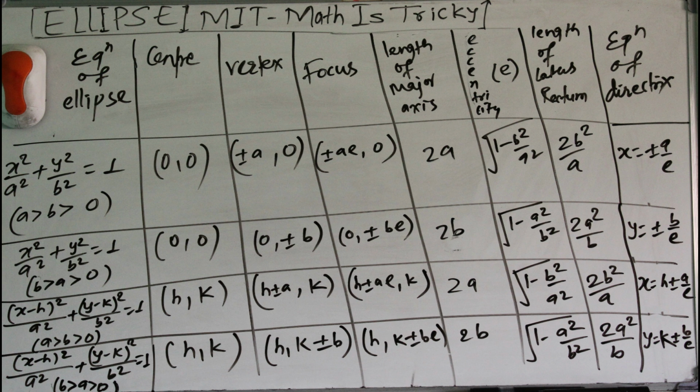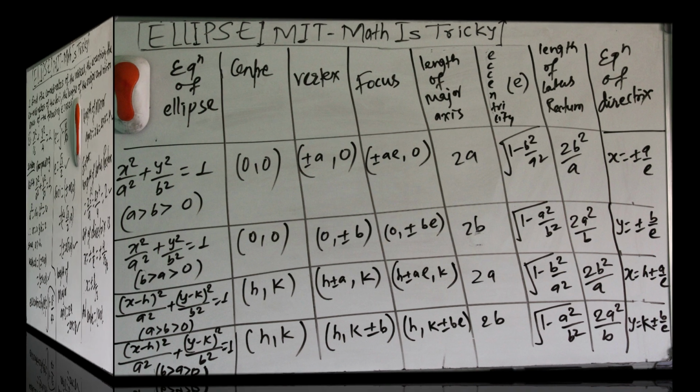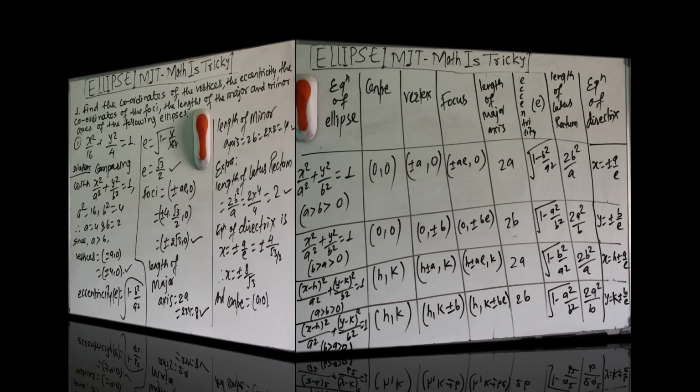Remember, here b is greater, and there will be no change in the length of latus rectum. It is 2a square by b. The equation of directrix will be a little bit different here. We'll add k to the right hand side, that means y equals k plus minus b by e will give the equation of directrix in this case. Okay, so now after recalling these formulas, we'll try to solve the problems. Let's move to the problems here.